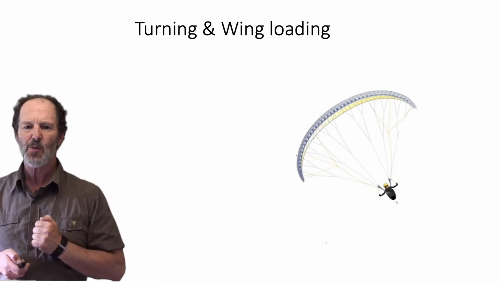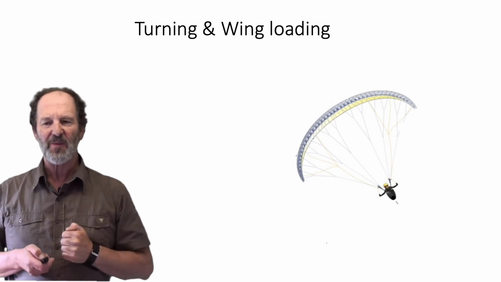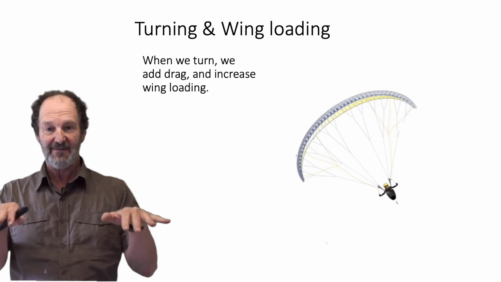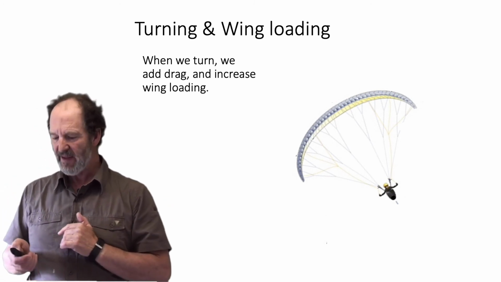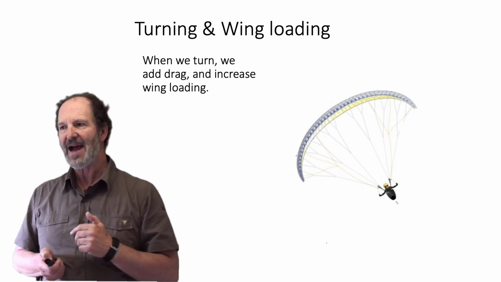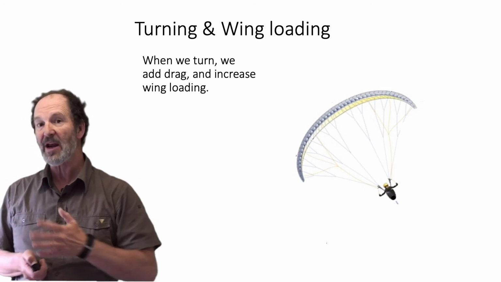So, turning and wing loading. This is where it gets a little more complex. The forces on the aerofoil, I've always talked about it being horizontal at the moment, but if you bank it up, put a bit of roll in there, then it gets slightly different. When we turn, we do two things. We add drag, and also, because you imagine we're swinging out, we're actually increasing our wing loading a little bit.